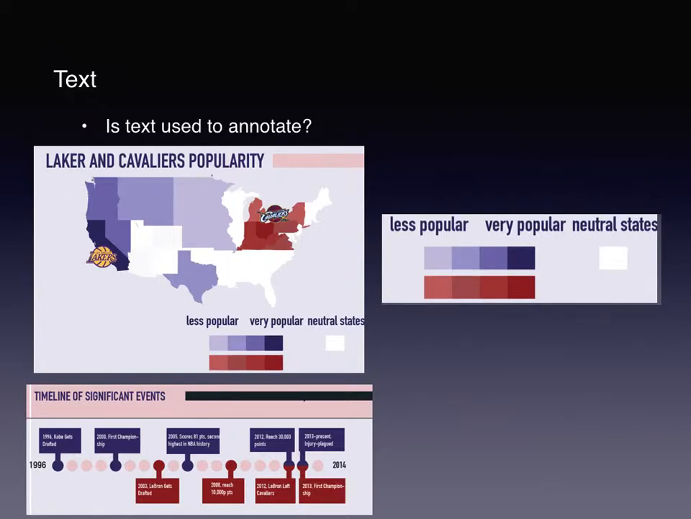Is text used to annotate? Yes. In my location display, I annotate the scale of popularity of two teams. In my time display on the bottom, I use text to annotate Kobe and LeBron's significant events.